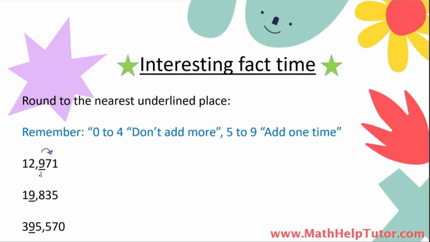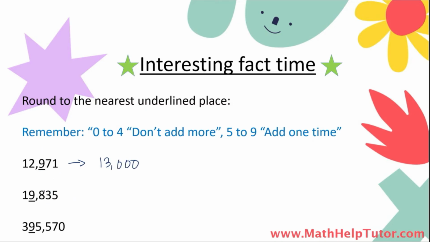So 9 becomes 10. But again, there's a rule that if our digit exceeds 9, then we have to go back to 0 and then add 1 to the digit to the left, which makes this 3. And then we just copy the rest of the digits to its left, and we convert the rest of the digits to the right into zeros. So the answer to rounding 12,971 to the nearest hundreds is 13,000. Now let's solve the next number.